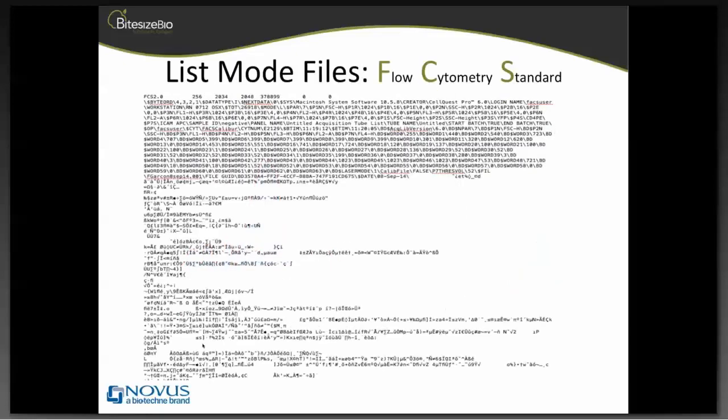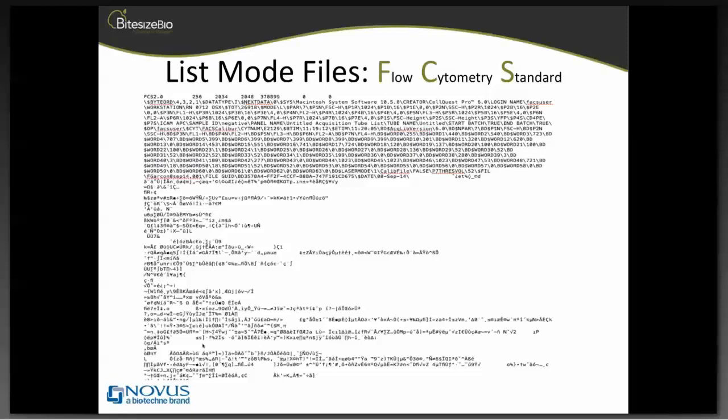So this is a list mode file. This is what your data looks like when it's been through the cytometer. It has a list of keywords, so it can have your sample ID. It tells us the parameters we've looked at, the channels we've looked at, and it also has information about every single cell that's gone through the machine.